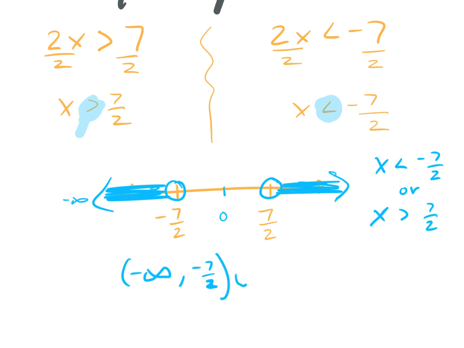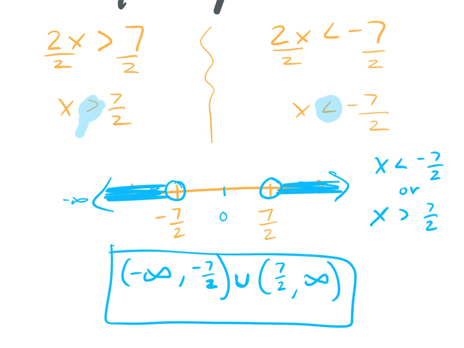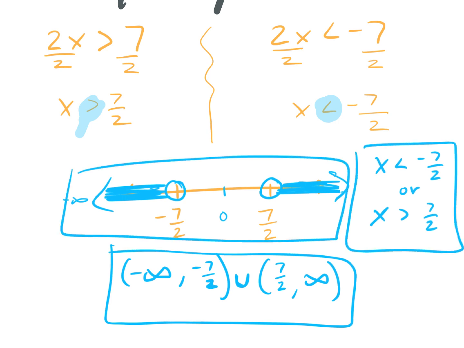Since we have a gap in our graph, we need to put the U for a union. Where does our graph start back up again? 7 over 2, again with a parentheses, because it's an open circle. And then where does our graph go to? Infinity. So this would be our interval notation, our inequality, and then our graph. So when you have 2 parts to your graph, 2 pieces here, you're going to have 2 pieces to your interval notation.